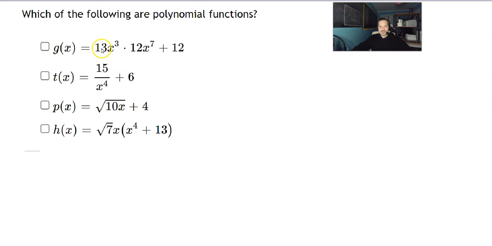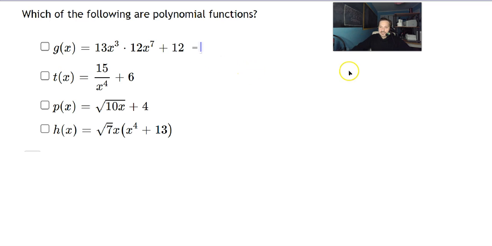Look at g of x. It says 13x cubed times 12x to the 7th plus 12. If you work through this, you multiply the 13 by the 12, and you're going to get a number out of that. But what's important is that you have x cubed times x to the 7th. That's going to give you x to the 10th, and 10 is a positive whole number, right?